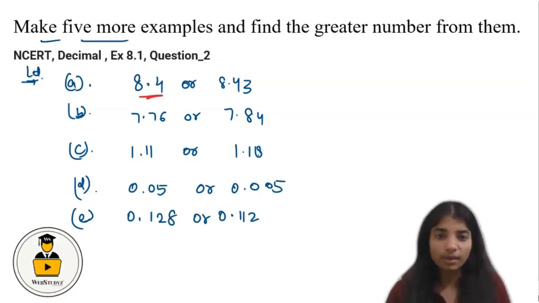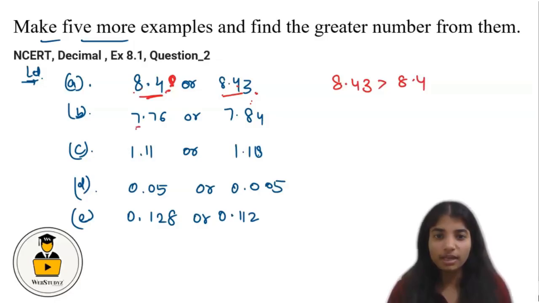So from here, look at part A, we have 8 and 8, which is equal in both. Then after the point we have 4 here, and we also have 4 here. Now here there is nothing after the 4, but here we have 3. We know that if there is nothing after the digit after the decimal, we always consider 0. So here it is 0, and here it is 3. We know that 3 is greater than 0. So we can say that 8.43 is greater than 8.4. This is the answer to part A. Let's move to the next part.